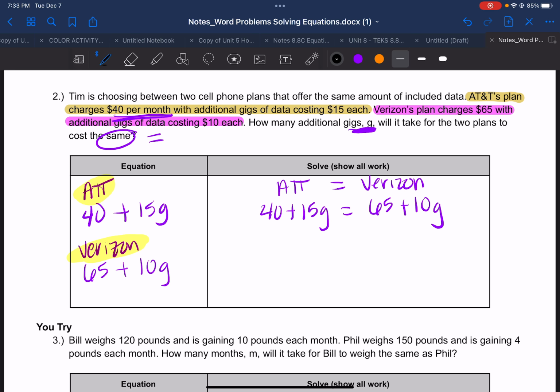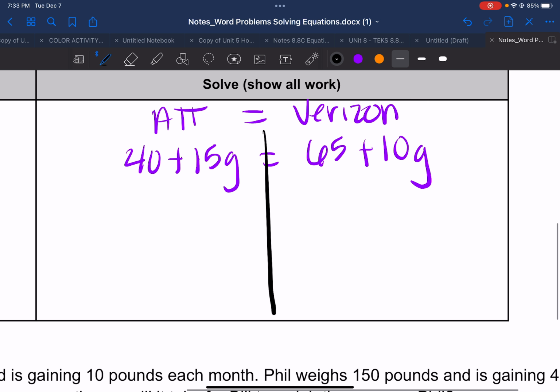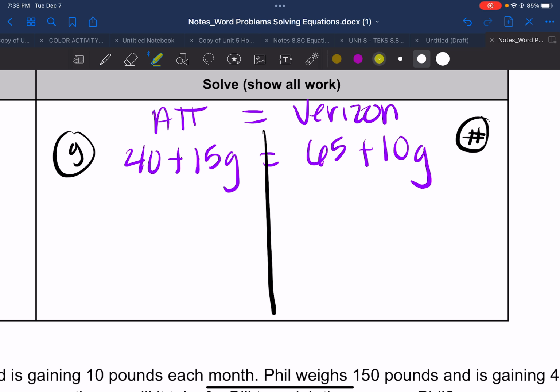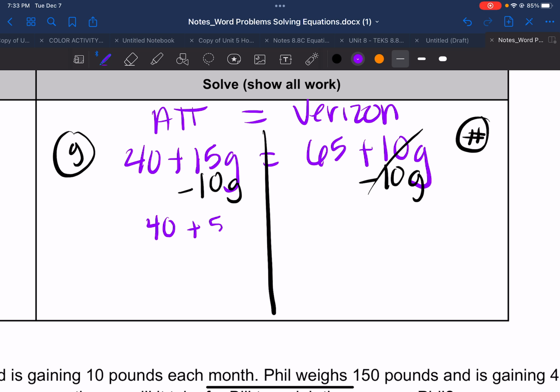So again, we go ahead and set up my equation. All right, let's look at this. We get the G's to one side. I'm going to say this is my G side, and this is my number side. So I'm going to subtract 10G from here. What I do to one side, I must do to the other side. Subtract 10G from there. So that cancels out, right? So let's write down what I have left. I have 40 plus 5G equals 65.